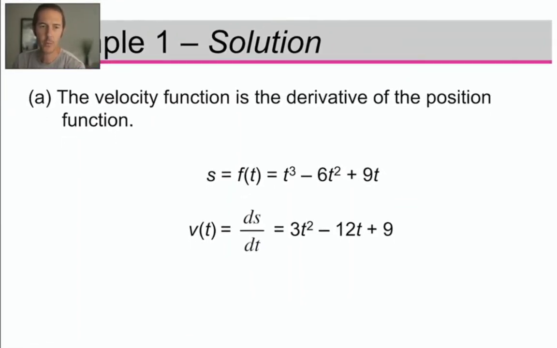So part A, we're seeing that the velocity function is the derivative of the position function. So all we had to do here was take the first derivative of position in order to arrive at velocity. So that is a function of time: 3t² − 12t + 9.